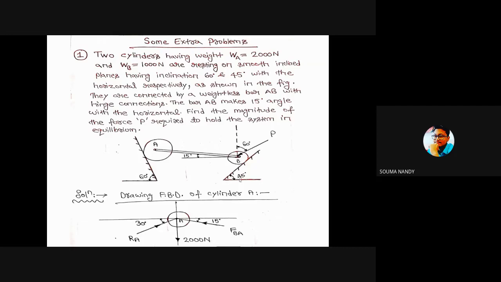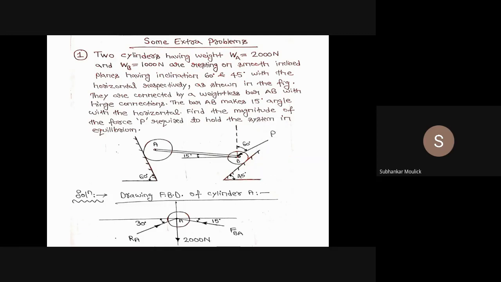So the force P, which is acting at an angle of 60 degrees, already given in the problem. And the last force is the weight of the cylinder acting vertically downward from its center of gravity. These are the four forces acting on cylinder B. So now let us draw the free body diagram of cylinder B.